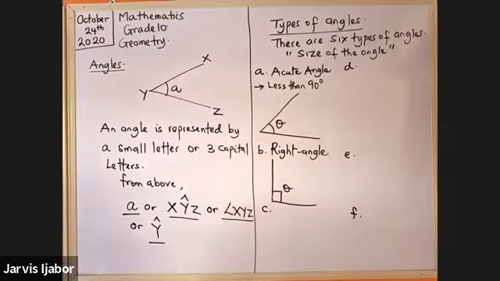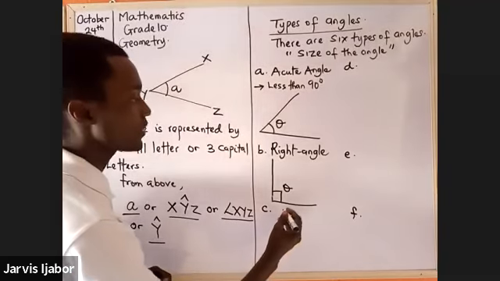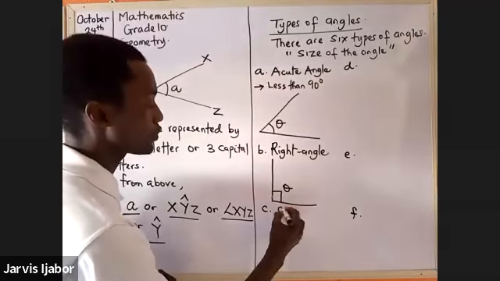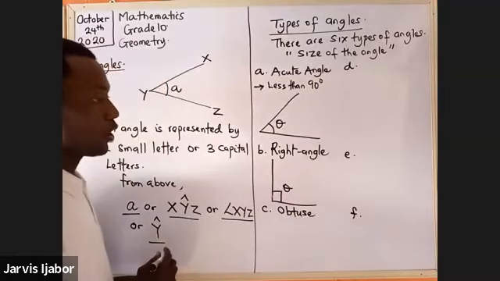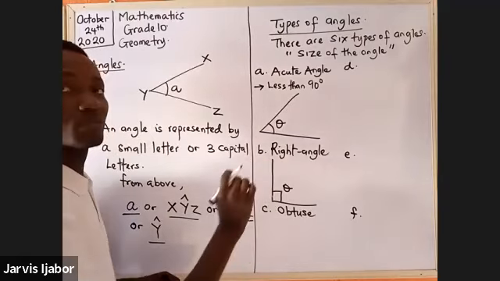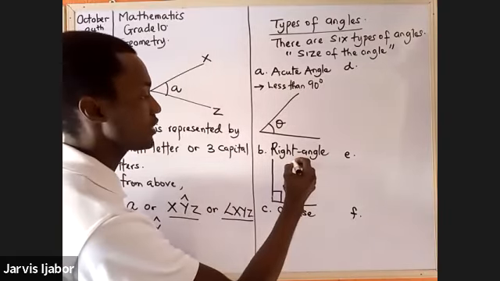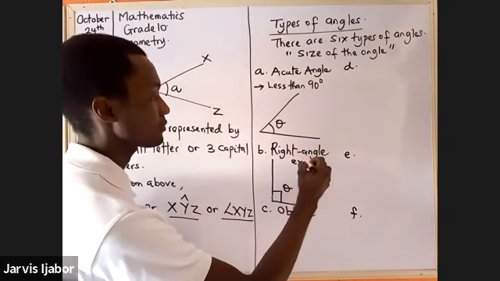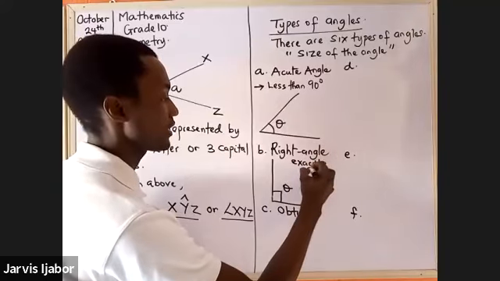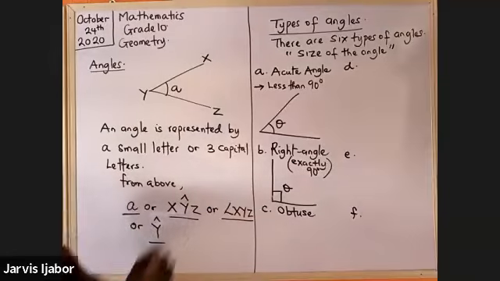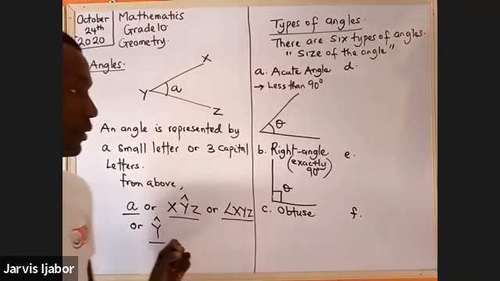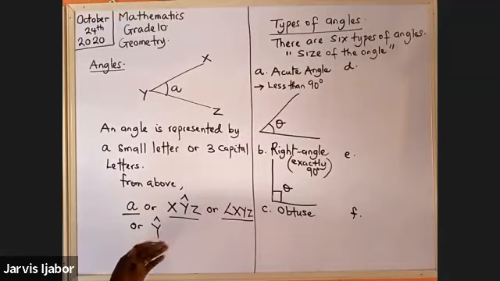Okay, so we go to the third type. The third type is what we call obtuse. I didn't say something very important under 90: this one is exactly 90 degrees. When an angle is exactly 90 degrees, we say it is a right angle. Right?